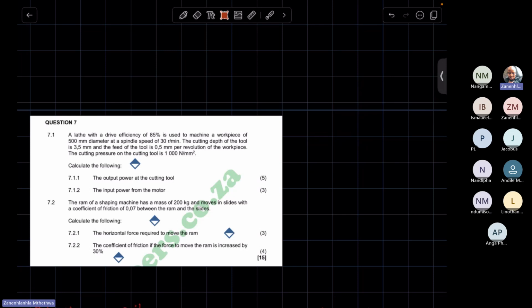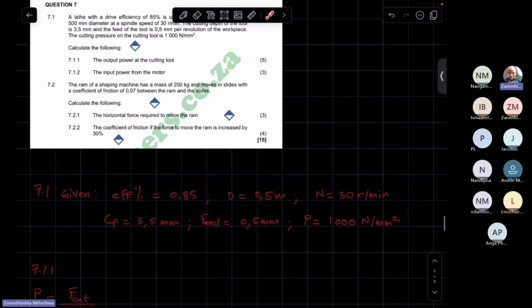Once you have the force, you know power out is equal to force times average velocity. You will have both by then, so you are able to get the power output. Once you have the power output, to calculate the power input, you have the efficiency of the lathe machine. Efficiency is power out over power in. You make power in the subject of the formula, you get your power in. Very easy stuff here.